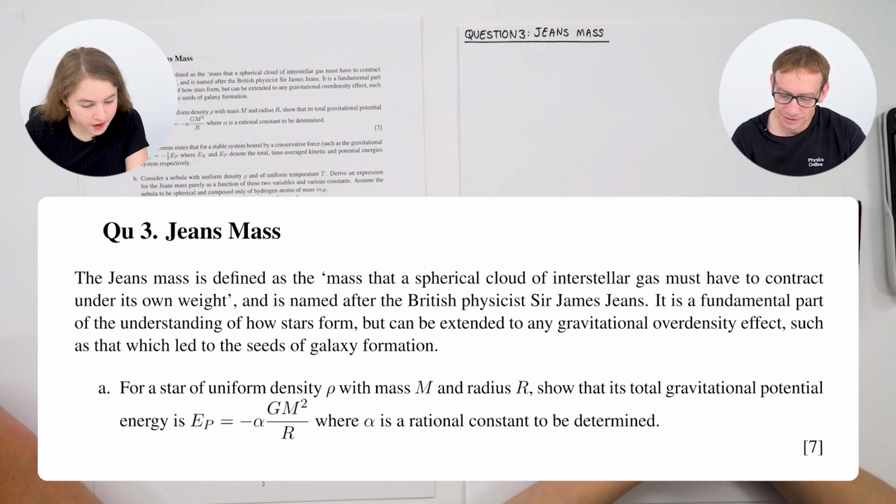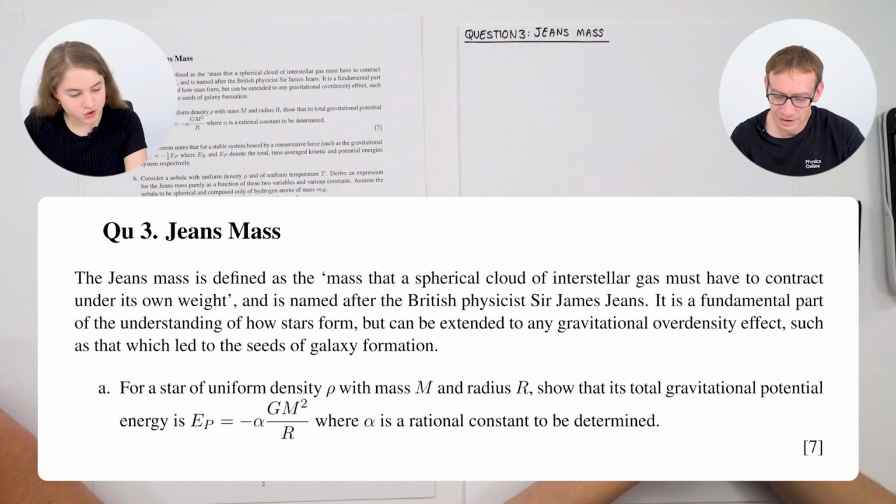The Jeans mass is defined as the mass that a spherical cloud of interstellar gas must have to contract under its own weight. How heavy does a cloud have to be to collapse and contract? Okay, cool. And I guess that's important for stars forming, and then you get this nebula, and then it's a protostar and all of that stuff that a lot of people might have done at GCSE, but at GCSE you never really do many equations.